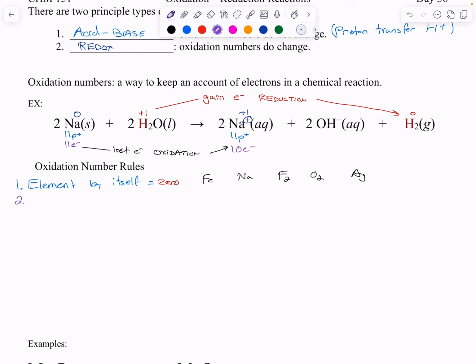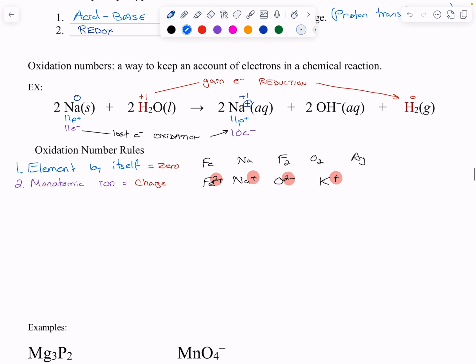Rule number 2, monatomic ions: the oxidation state of the ion equals the charge. So we just had Fe 2 plus, Na plus, O2 minus, K plus, whatever they are. Whatever those charges are, that's the oxidation state.